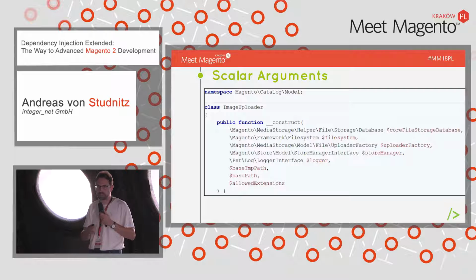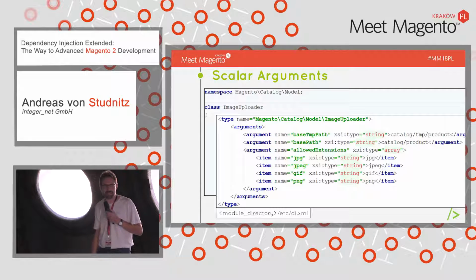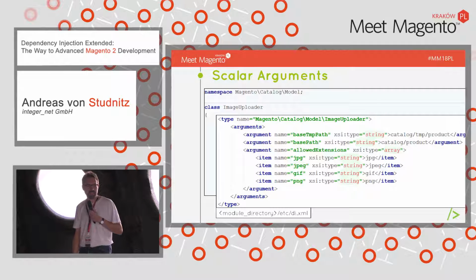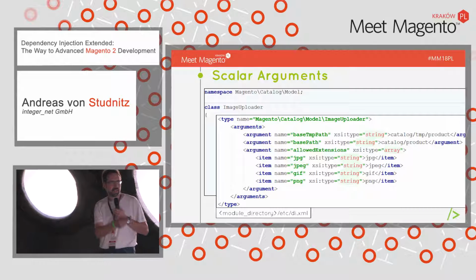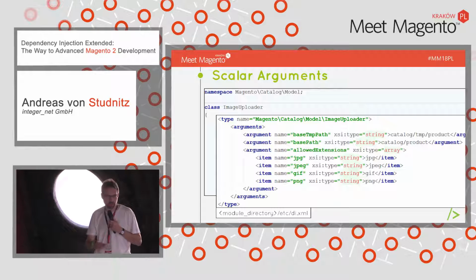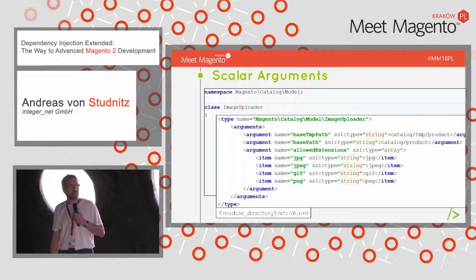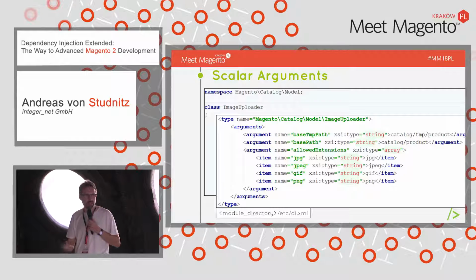Or they could even be string, or int, or float, or boolean, or whatever. And so there must be a different mechanism on how to retrieve those types. And this mechanism is the argument syntax from the di.xml. So in the di.xml file, you have a section for a certain class type. Like in this case, it's the image uploader. It's an example from the Magento core, like all the examples I'm giving here. Then we have an arguments node, and then we have 3 arguments. And those are exactly these 3 arguments we have seen before.